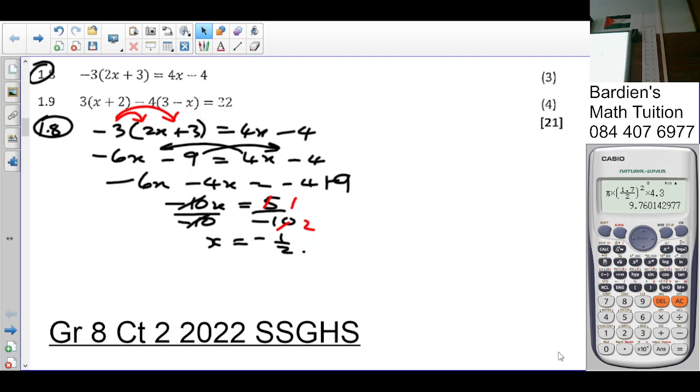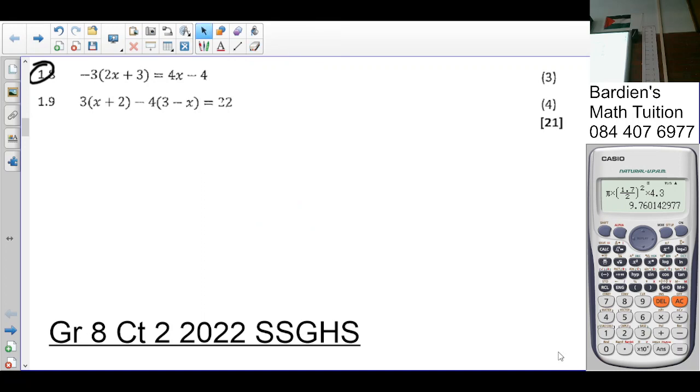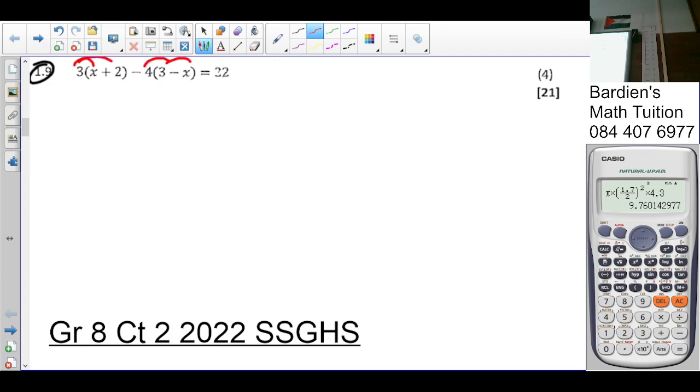In question 1.9, again we need to get rid of the brackets first. So it's going to give us 3x plus 6 minus 12 plus 4x. Again, many of you wrote negative 4x. Remember when you multiply a negative into the bracket, you are multiplying by all the terms inside the bracket. So x is one side, numbers the other side, so 3x plus 4x equals 22 minus 6 plus 12.